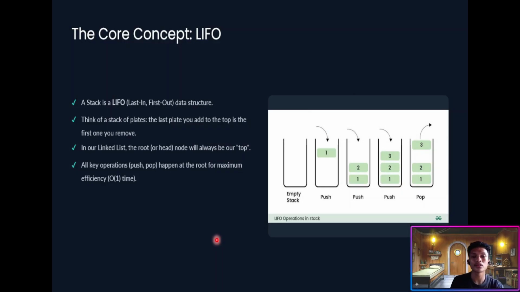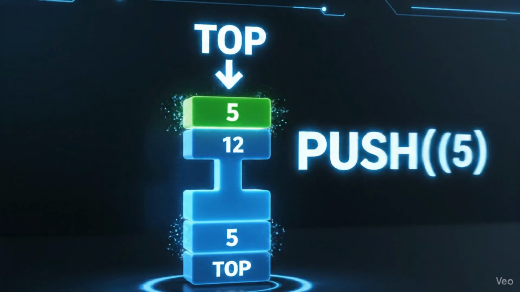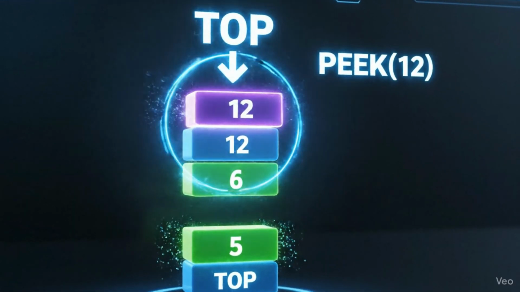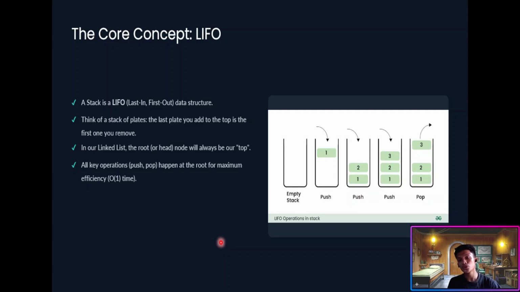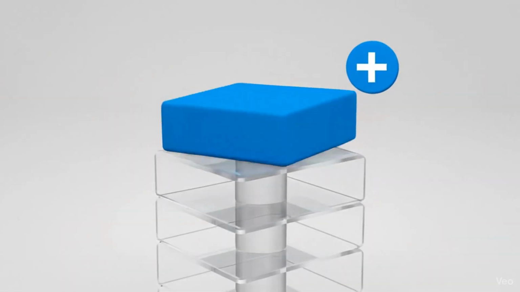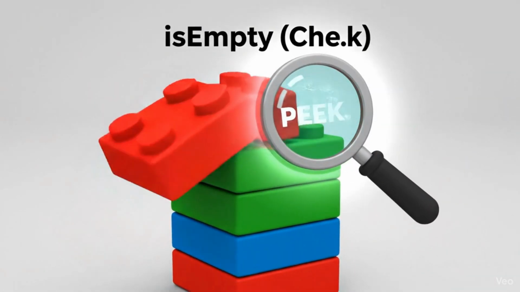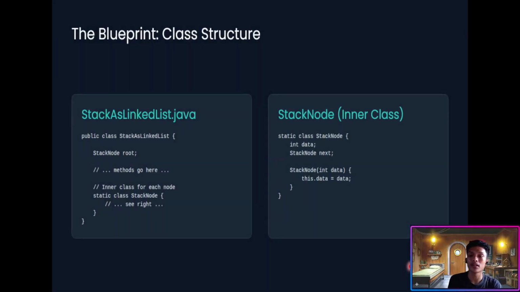We build this using a linked list, and we make all our operations happen at the head of the list, which we'll call the root or top. We'll be creating 4 main methods: push to add, pop to remove, peek to look, and isEmpty to check. This is the blueprint class structure.